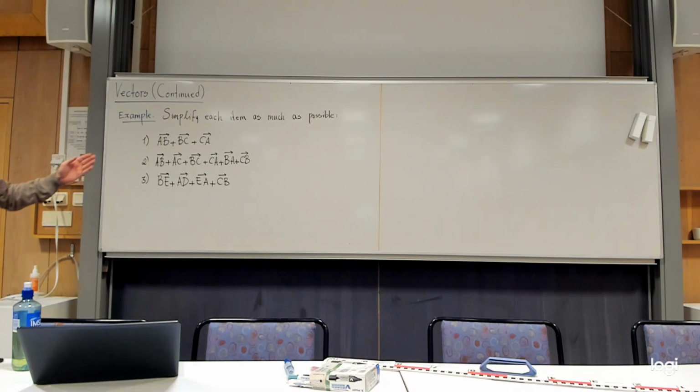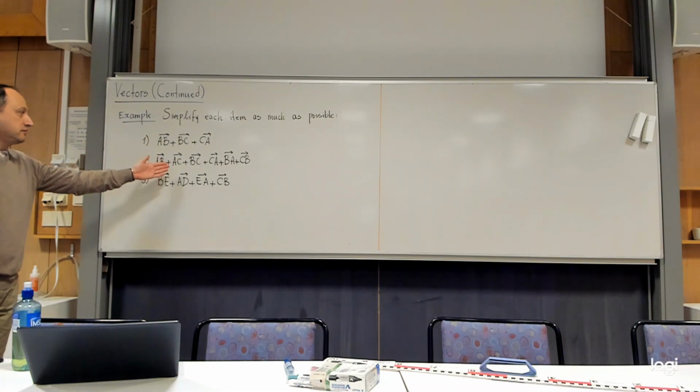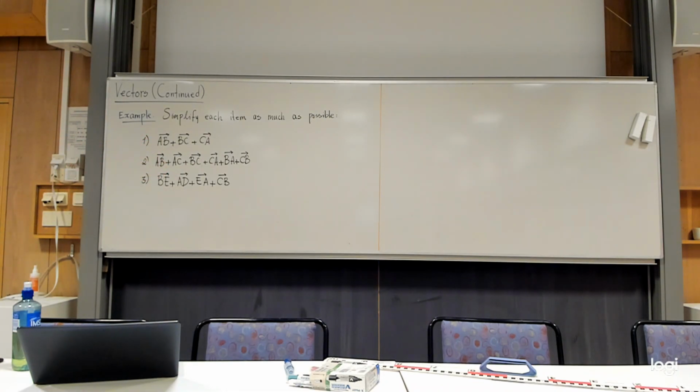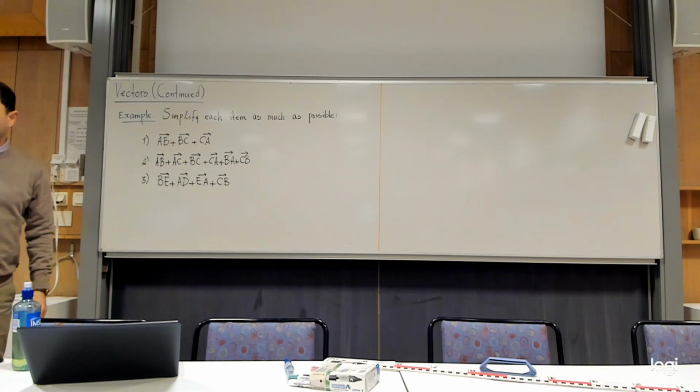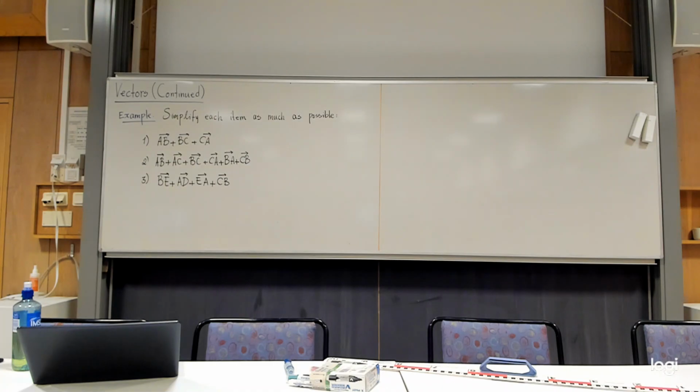You're supposed to simplify each item. Each item is a vector expression. If needed, draw a picture for yourself to convince yourself. Otherwise, you can use the Chasles rule to answer this question.